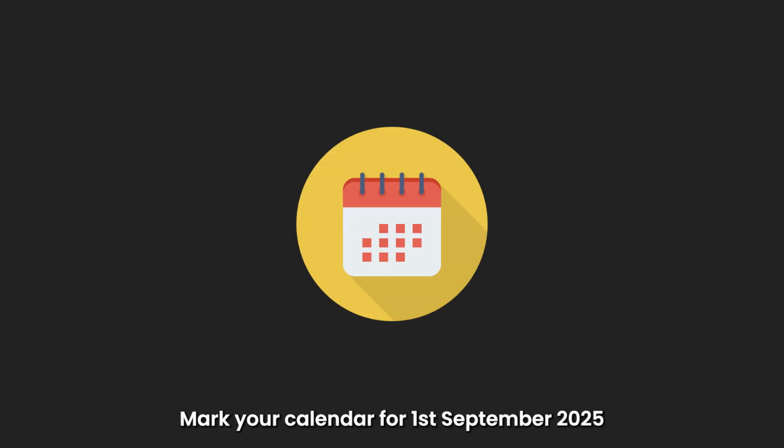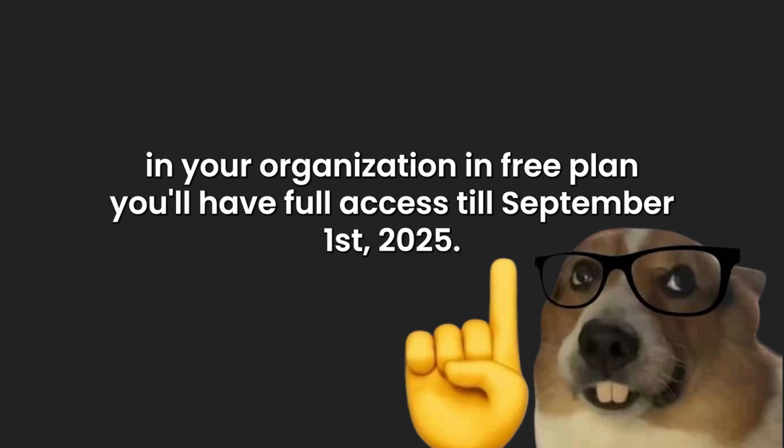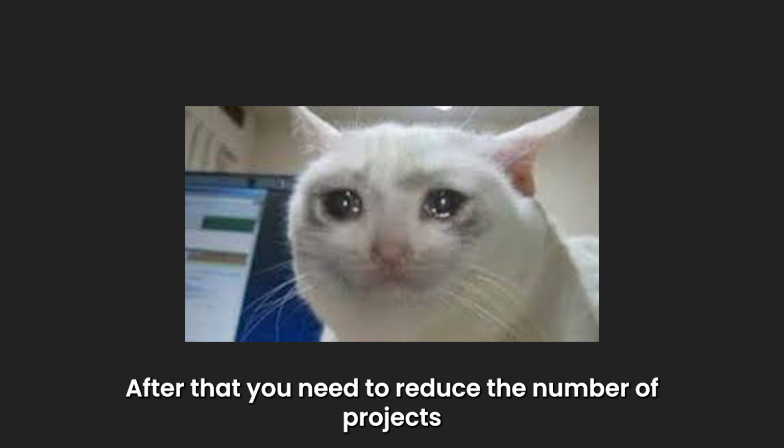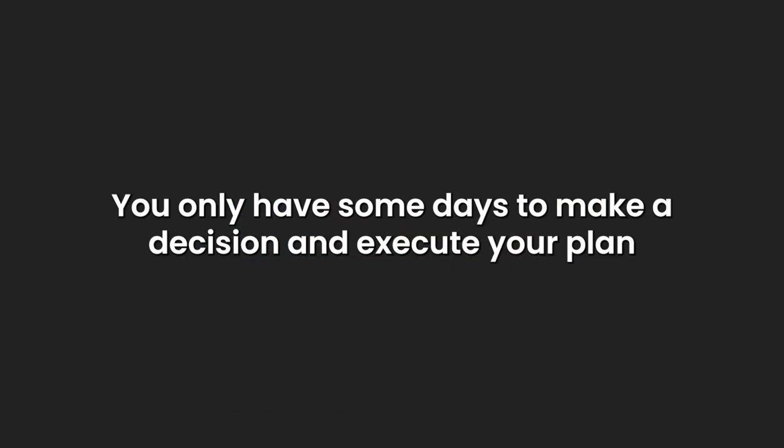Mark your calendar. 1st September 2025 is when this change takes effect. If you have more than 2 projects in your organization on the free plan, you'll have full access till September 1st, 2025. After that, you need to reduce the number of projects to 2 or fewer, or upgrade to a paid plan. You only have some days to make your decision and execute your plan.